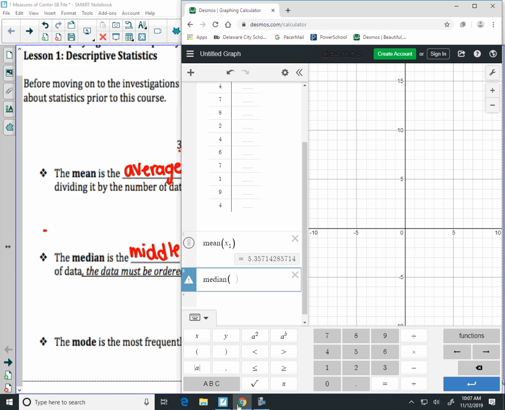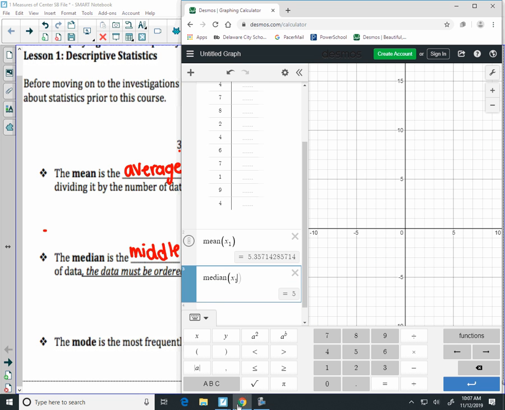Again, we have to tell it where to look. So we're going to say median of X1. That's the middle number. If we put that data set in order and then count it to the middle, our middle number would be 5.